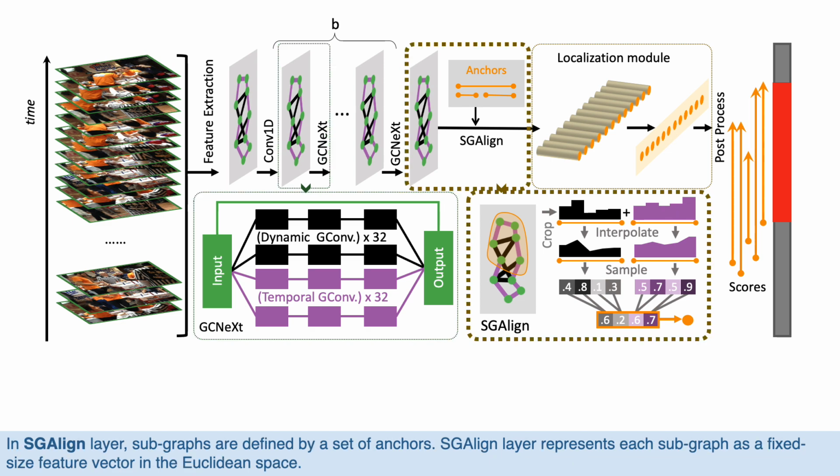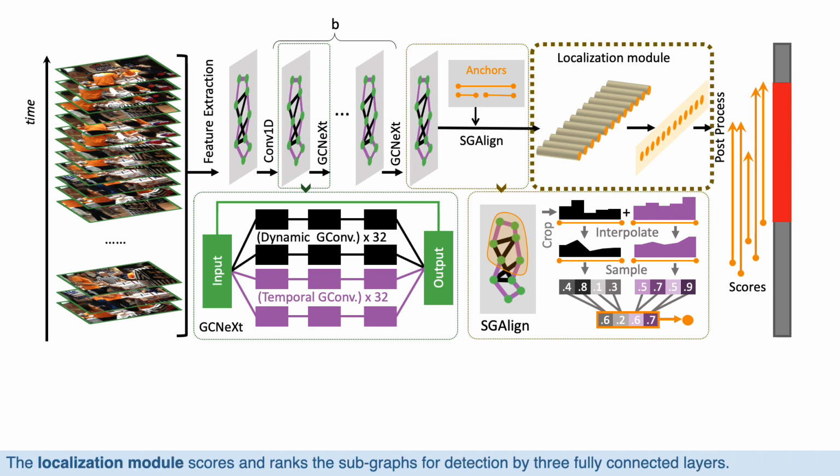This is SD-Align layer. Subgraphs are defined by a set of anchors. SD-Align layer represents each subgraph as a fixed-size feature vector in the Euclidean space. The localization module scores and ranks the subgraphs for detection by three fully connected layers.